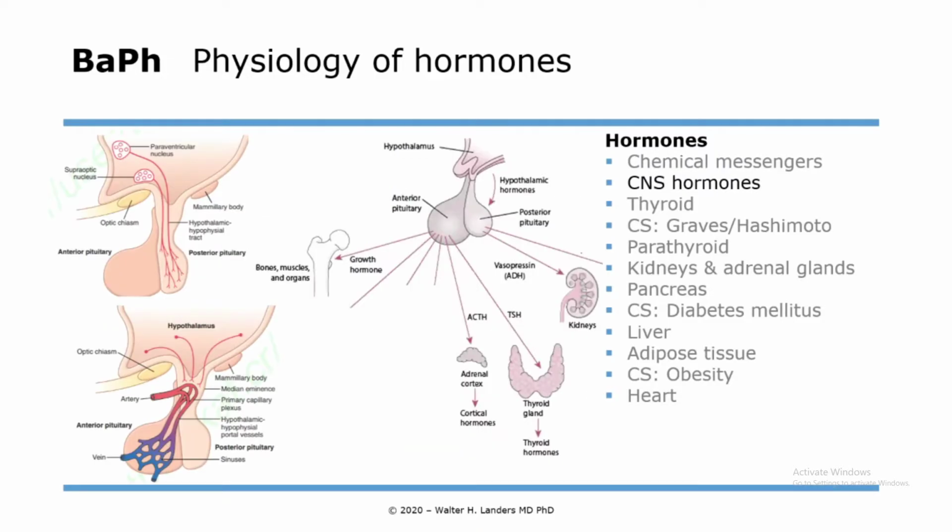All right. Then we have the CNS hormones. So the hormones secreted by the hypothalamus and the pituitary gland. And you have to know that, like over here, you see the hypothalamus, which is a part of the brain located below the thalamus. Makes sense.